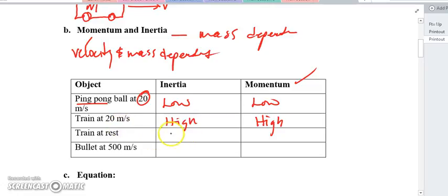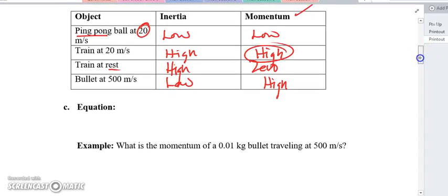A train at rest would have a very high inertia because it doesn't want to move. It's at rest, but it still has inertia because it has mass. But if it's got a velocity of 0, then it would have 0 momentum. A bullet traveling at 500 meters per second, we'd say it has a low inertia, but it has a fairly high momentum. Not as high as the train, obviously, but it still is enough to push through something.